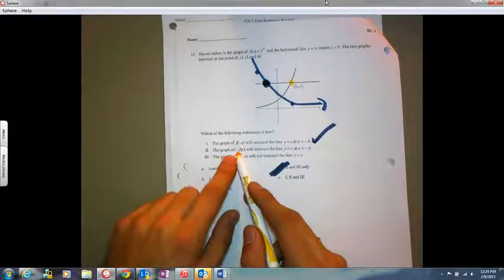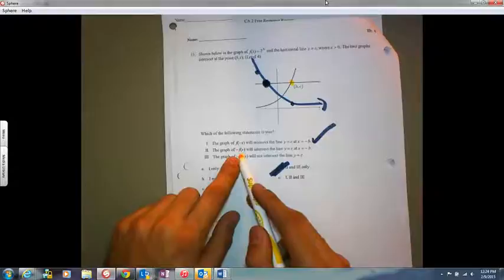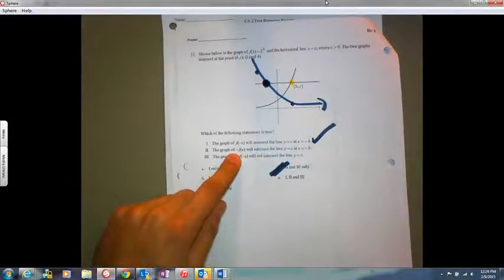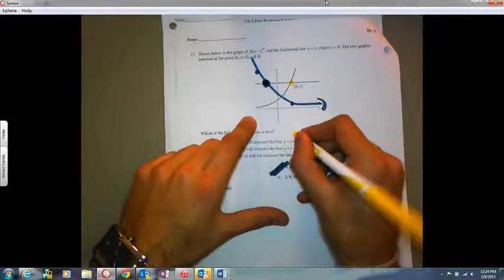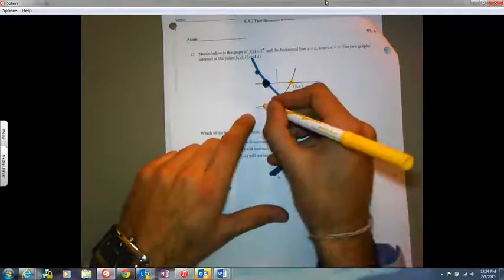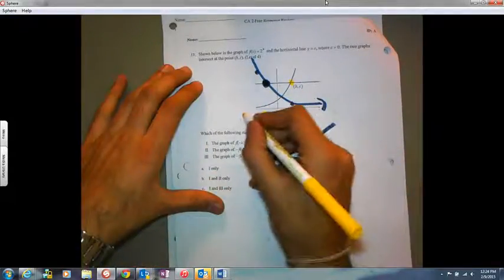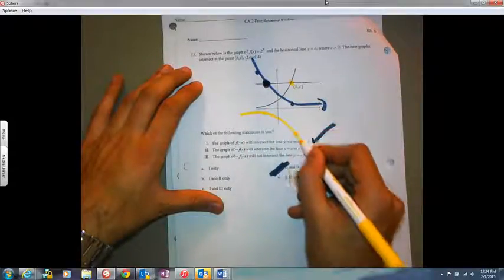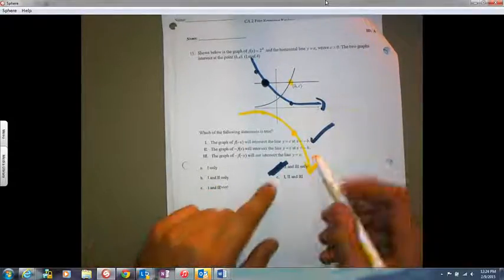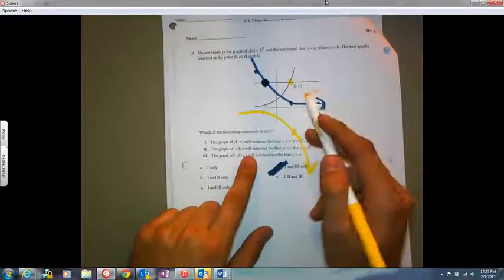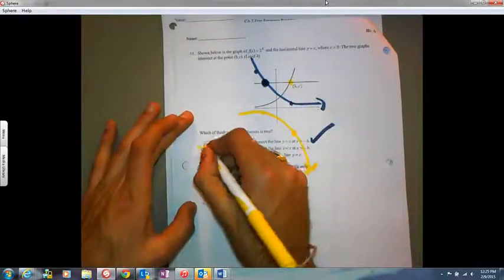So now let's look at the yellow, the graph of negative f of x. Because the negative is outside, it affects the y coordinates. So instead of being positive c, we should be negative c. Instead of being above, we should be below, and we should look something like this. This is a reflection across the x-axis, and this will not intersect the line. So this is wrong. So 2 is out.